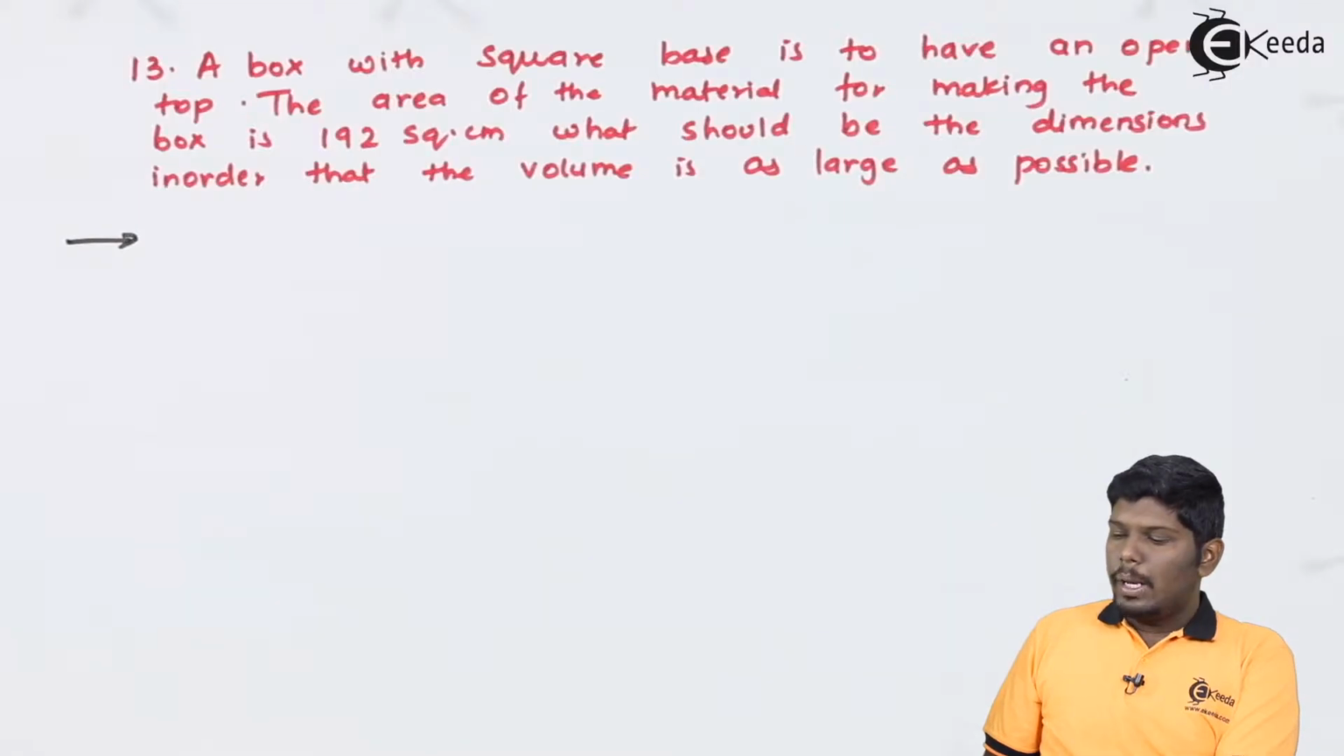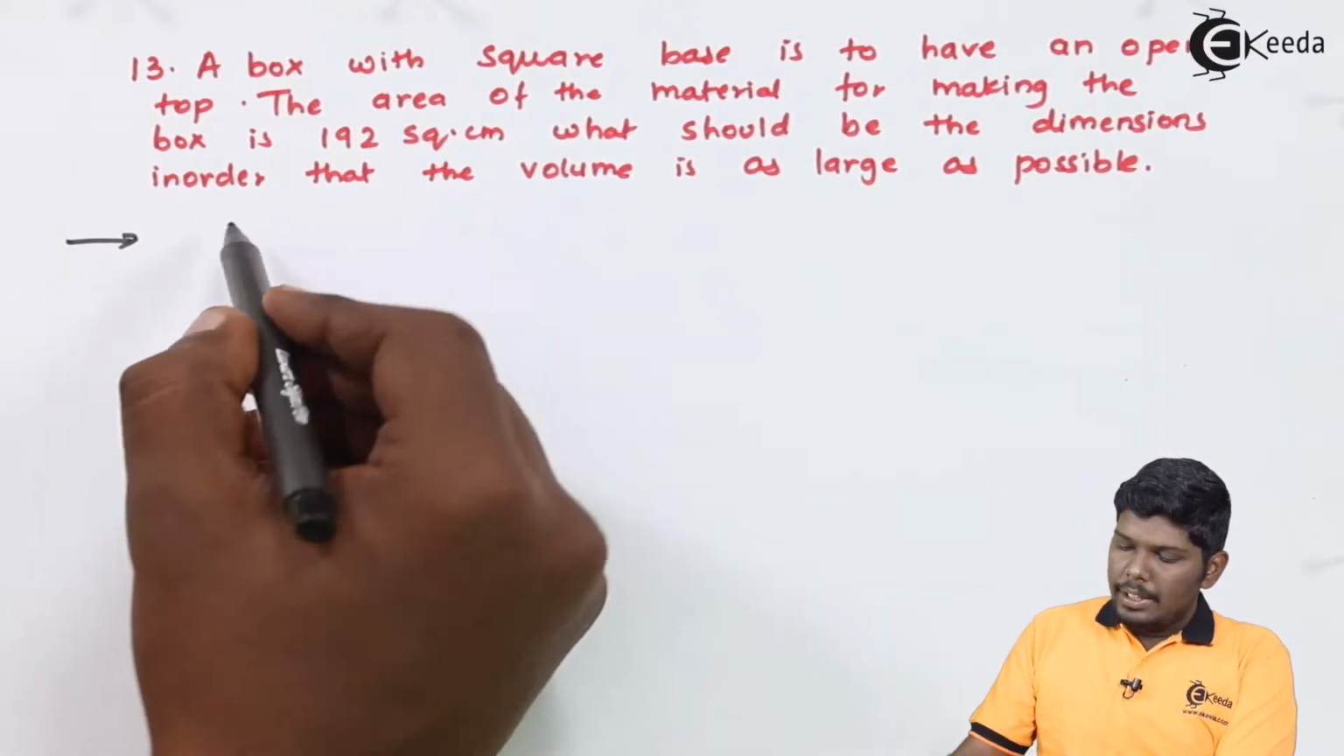A box with square base is to have an open top. The area of the material for making the box is 192 square centimeter. What should be the dimensions in order that the volume is as large as possible? We need to make an open box. Now, open box is cuboidal in shape. Let us consider a cuboid.